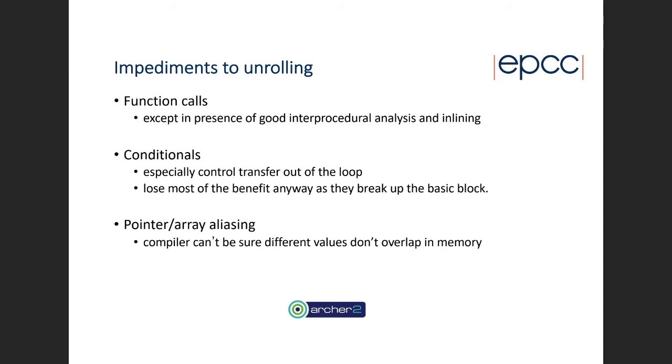Another problem, pointer or array aliasing. Okay, so if the compiler cannot be sure that different values don't overlap in memory, then it cannot be certain that these optimizations can be done safely.